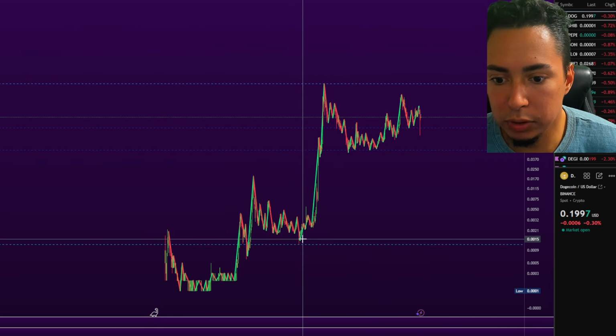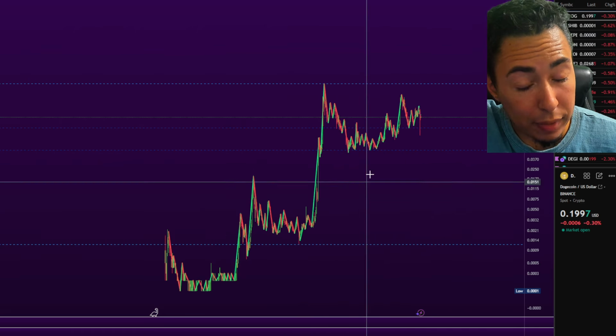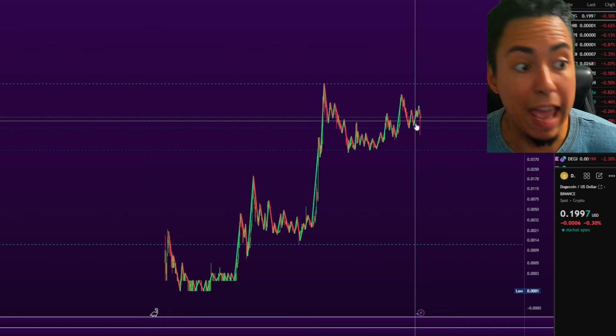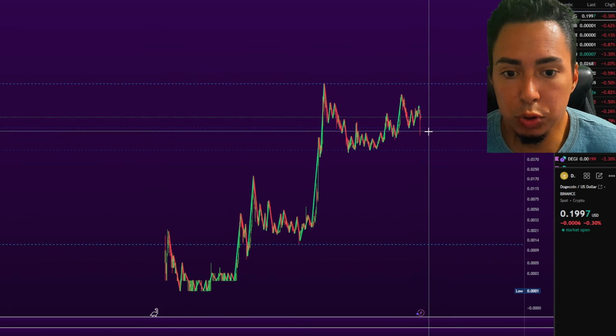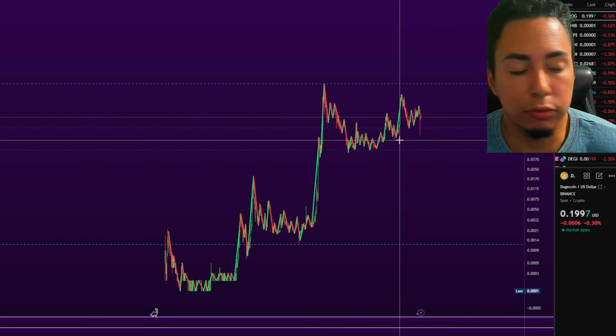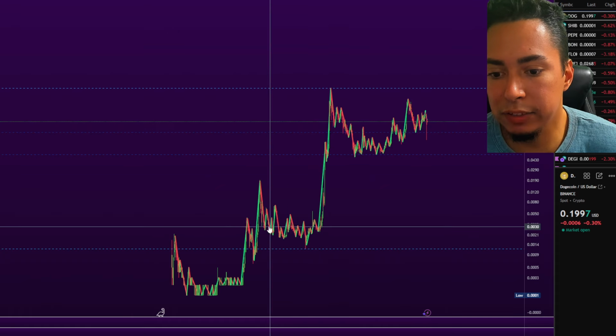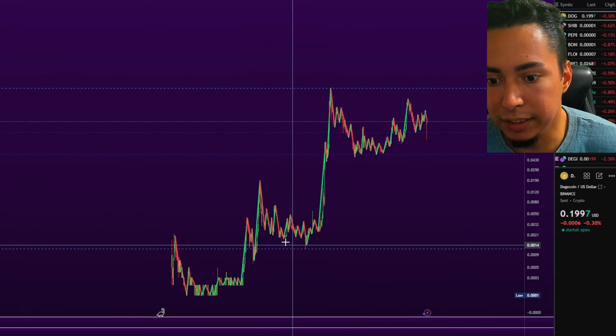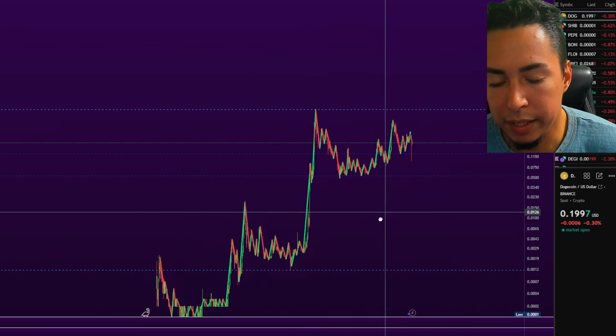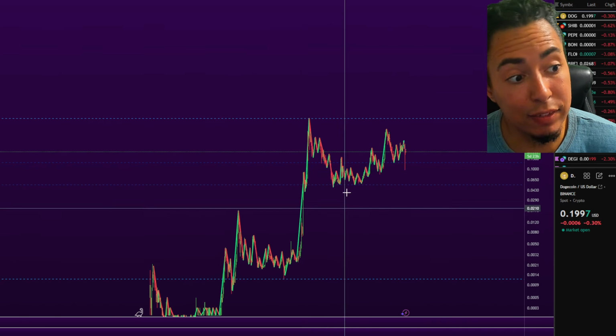This is the 2020 drop, the biggest crypto crash ever, and Dogecoin didn't even break below the 2024 low. So when you look at this, Dogecoin is basically rounding out here. This is a nice rounded bottom. It's doing the same thing here, and it's even looking better.